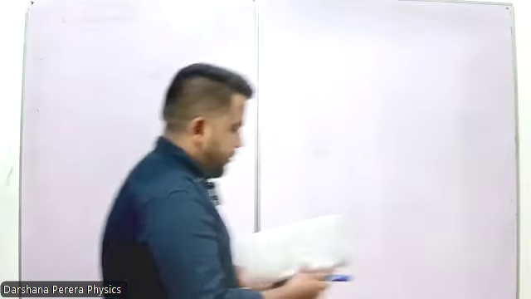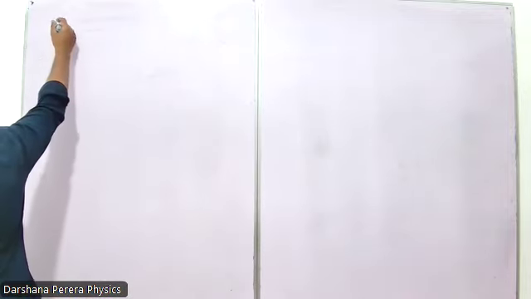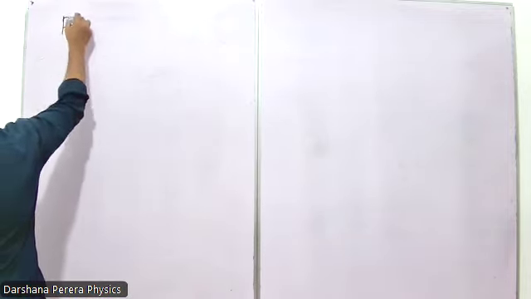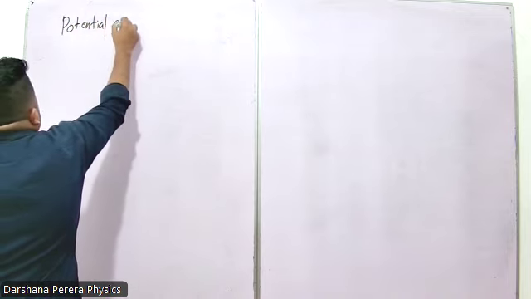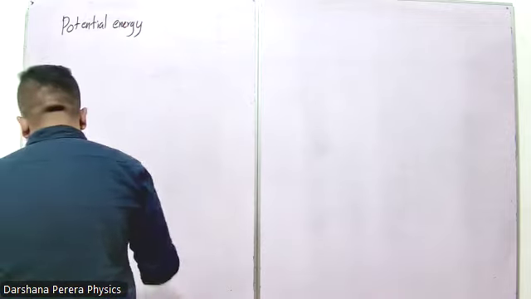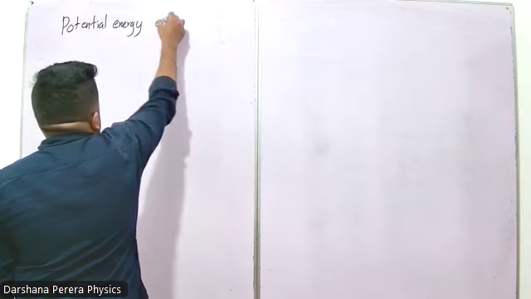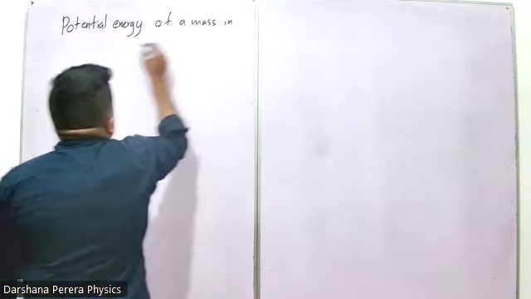Okay, write down the topic: potential energy of a mass in a gravitational field.